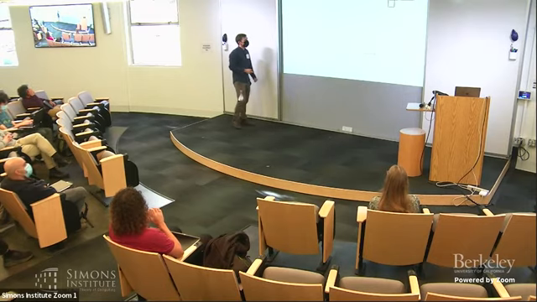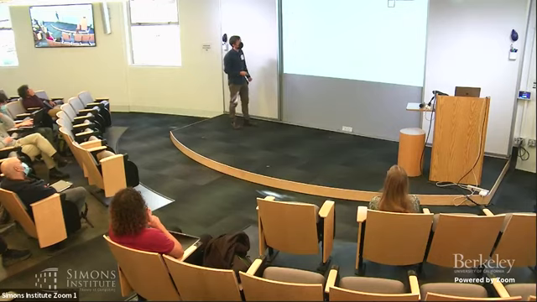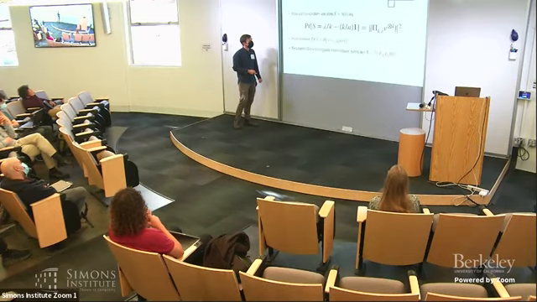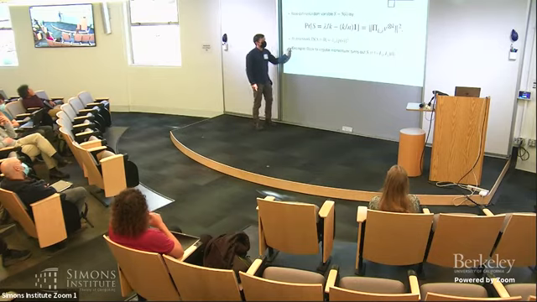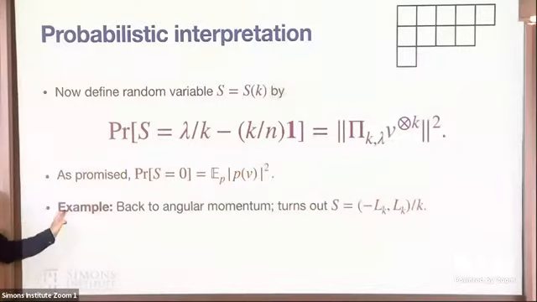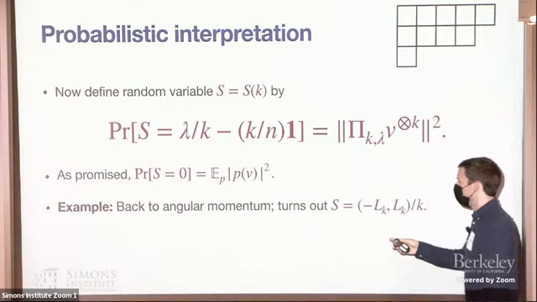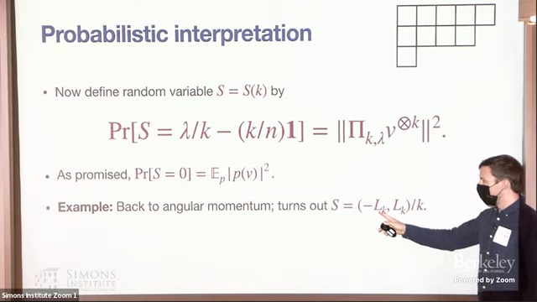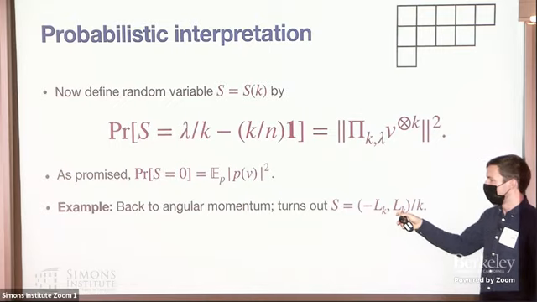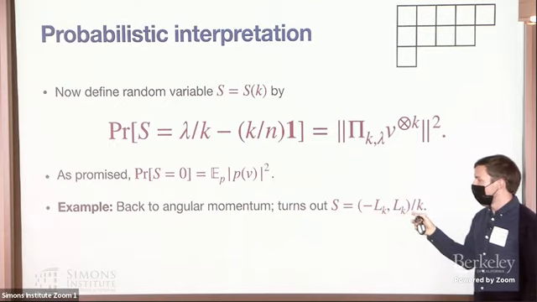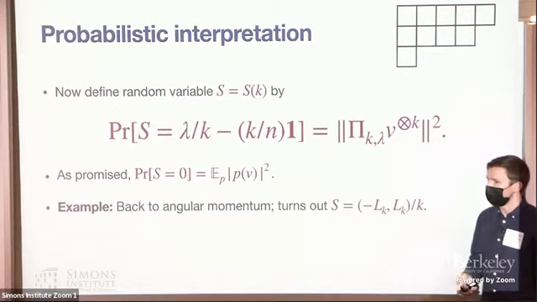Oh yeah, so okay, back to the angular momentum example, it turns out that S will be the random variable where you take the angular momentum and put it negative in the first coordinate and positive in the second coordinate, and then divide by K. So in particular, S being 0 is the same as the angular momentum being 0.